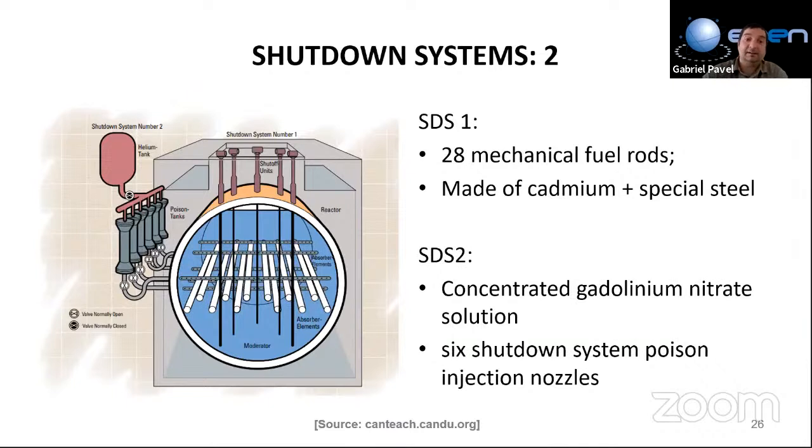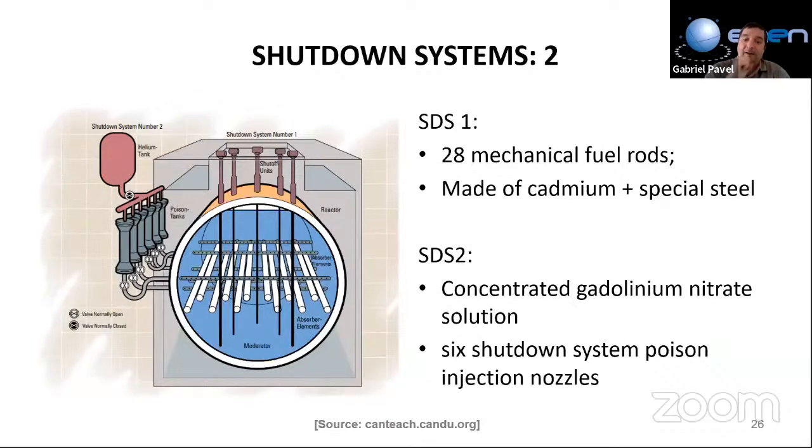Another system, the secondary system, is shutdown system number 2, which consists of gadolinium nitrate. It's a liquid solution which is injected into the reactor to stop the fission reaction. So it is injected into the moderator and absorbs a lot of the neutrons.